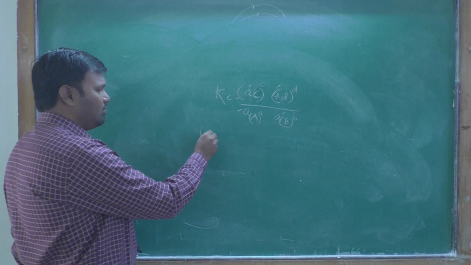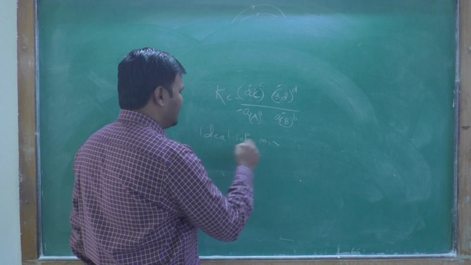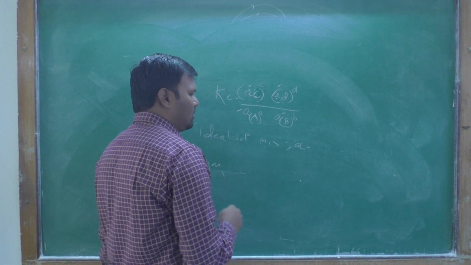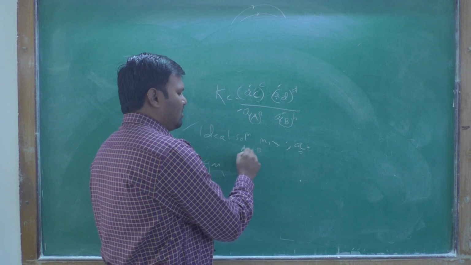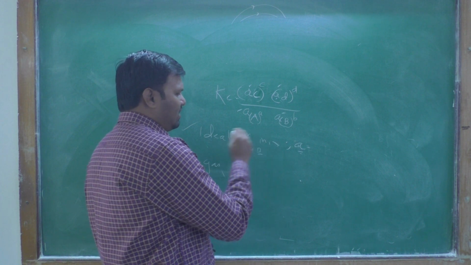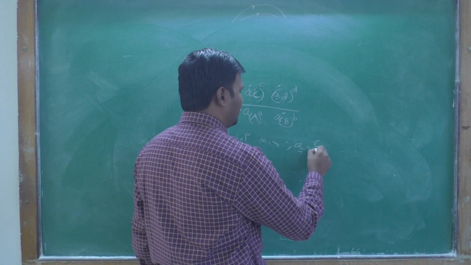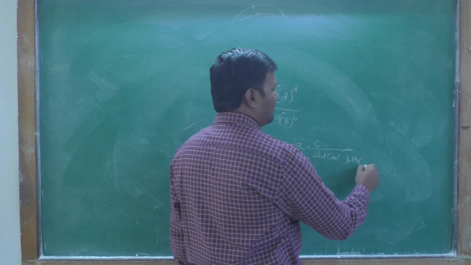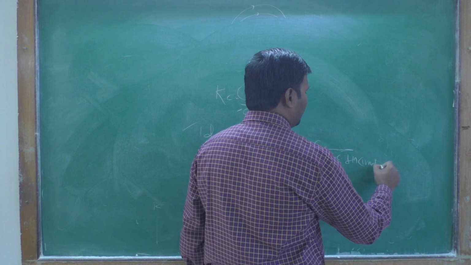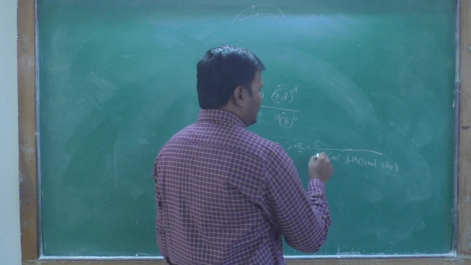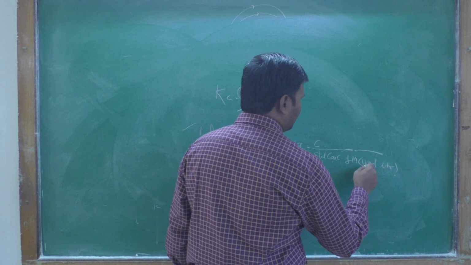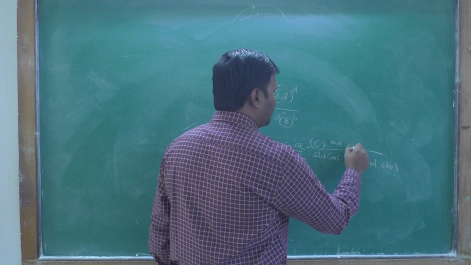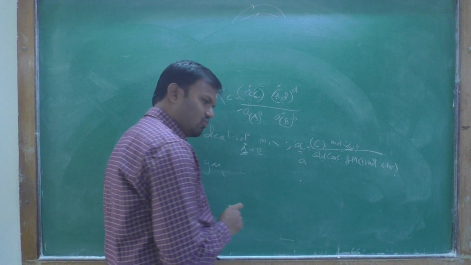For an ideal mixture, whether it is a solution or a gas, the activity is given as follows. For a solution, suppose A is mixed with B. The activity of A is given as its concentration upon the standard concentration. The standard concentration is 1 molar, that is 1 mole per liter. So the concentration of A divided by the standard concentration of 1 mole per liter, and the concentration of A is also in mole per liter. Therefore, this quantity is unitless. Activity is a unitless quantity.